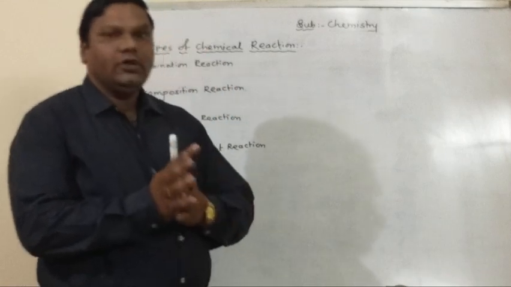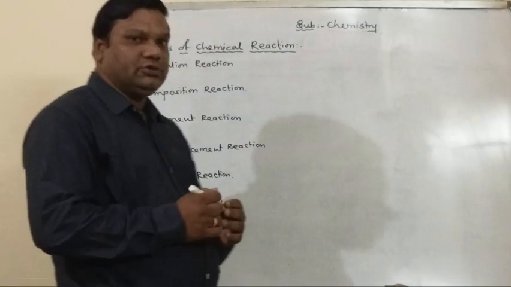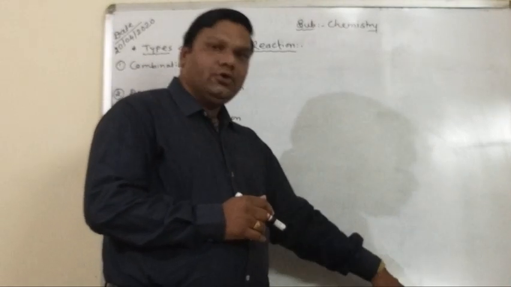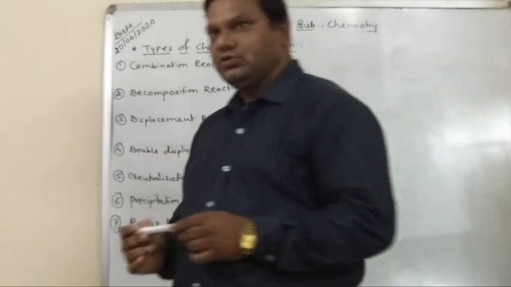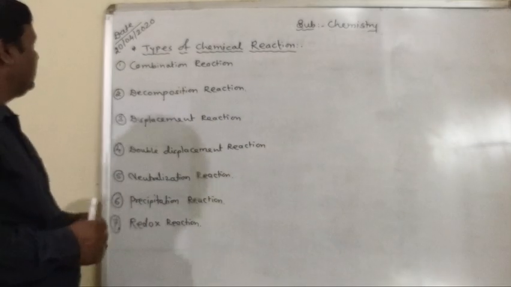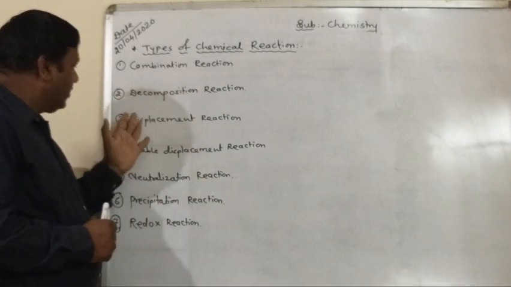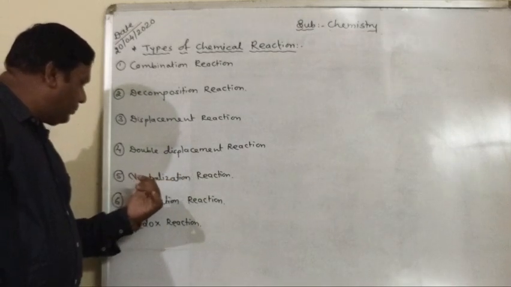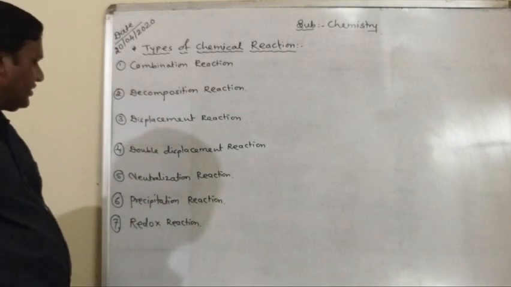Now, in the last period, we discussed some conditions used in balanced chemical equations. After that, today we discuss the various types of chemical reactions. In your class, there are a total of 7 types of chemical reactions. First one is combination, second is decomposition, third is displacement, fourth is double displacement, fifth is neutralization, sixth is precipitation, and at last it is redox.